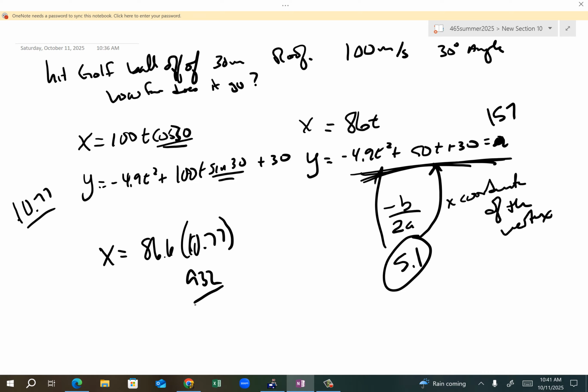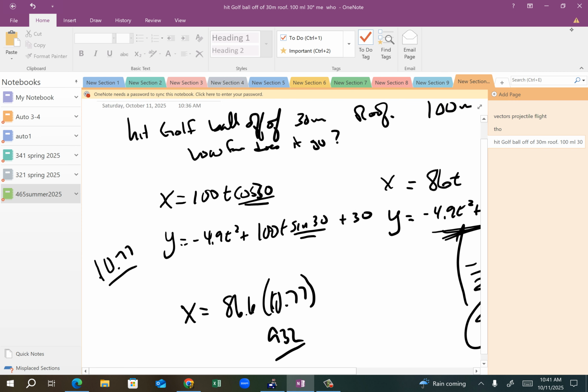Well, I saw on TV that Tiger Woods hits 100. That's right, miles an hour, bro. Miles an hour, which is like, what, 41 meters a second or something? So, yeah, you hit it a lot further than he did. And you hit it off a roof. We don't tee off from a 30-meter building, typically.